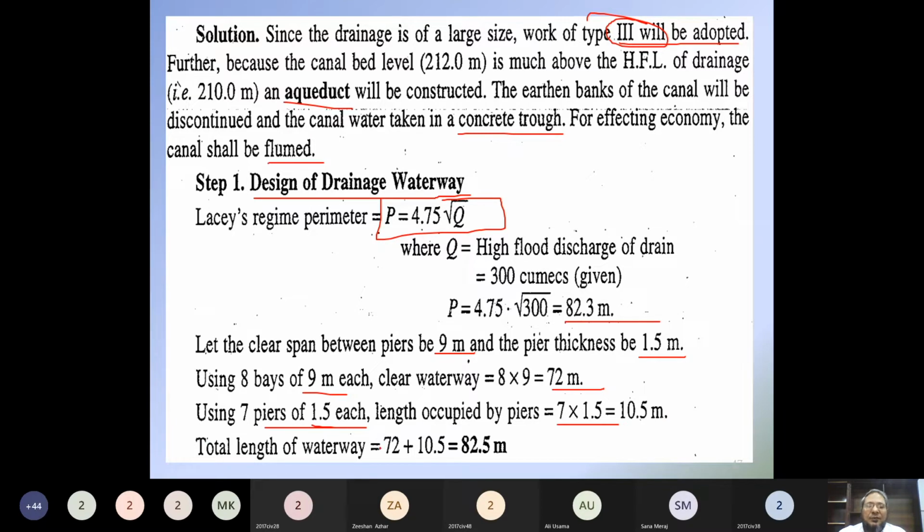And the total length of the waterway kitni ho gayi? 72 plus 10.5 is 82.5 meter. So jo waterway ki length compute karte hain, it is inclusive of piers.